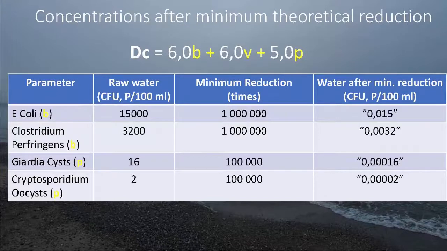Here you see the E. coli, and in the raw water we have estimated about 15,000. We need a minimum reduction of 1 million times, or log 6, which after this reduction will give a count of 0.015 E. coli in 100 milliliters of water. The same reasoning goes for the Clostridium perfringens, the Giardia and the Cryptosporidium, with the exception that for the parasites a minimum reduction of 100,000 is needed.